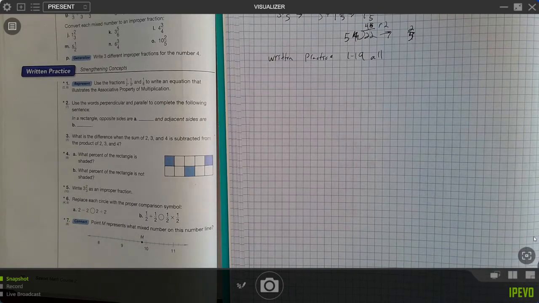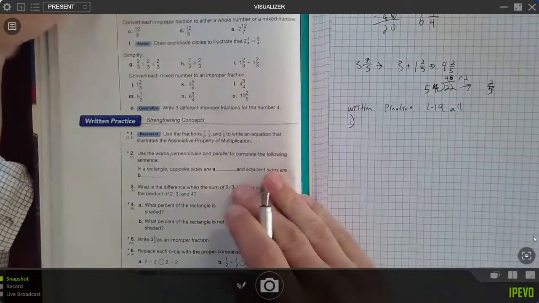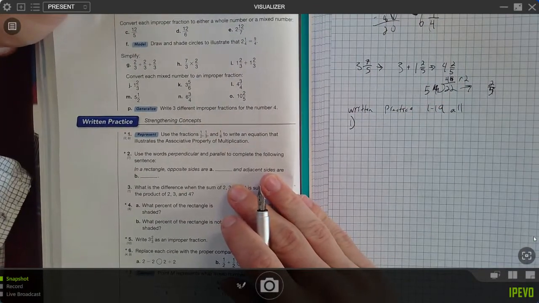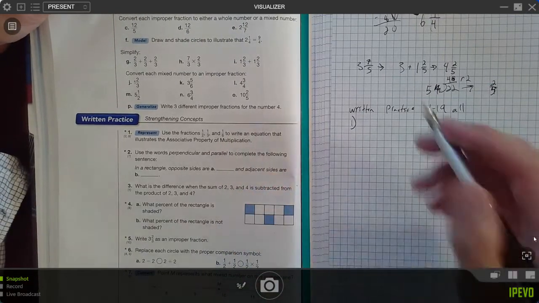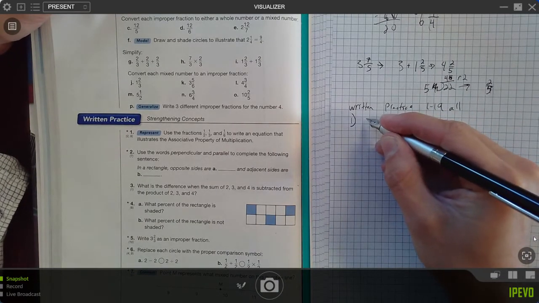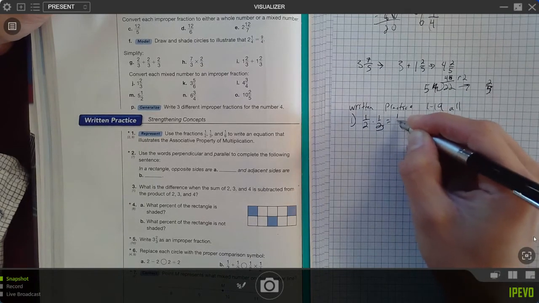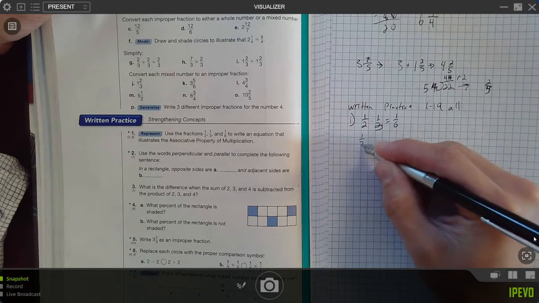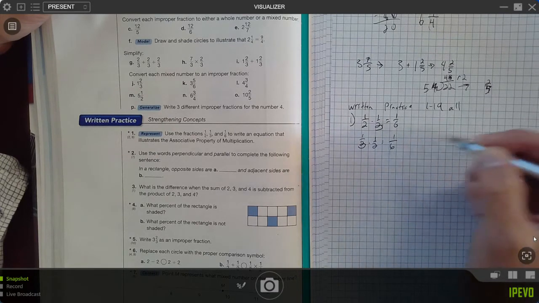So let's go ahead and get down written practice 1 through 19 all. All right, start off. Use the fractions 1/2, 1/3, and 1/6 to write an equation that illustrates the associative property of multiplication. Okay, so associative means that you can move things around and still get the same answer. Well, 1/2 times 1/3 equals 1/6, and 1/3 times 1/2 equals 1/6. Okay.